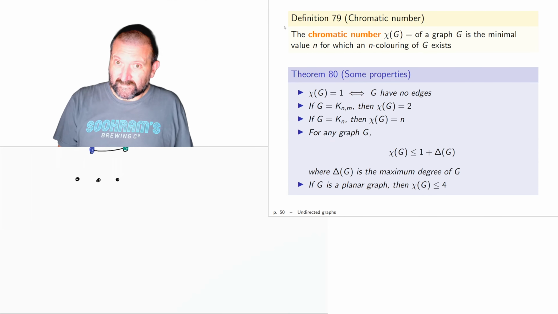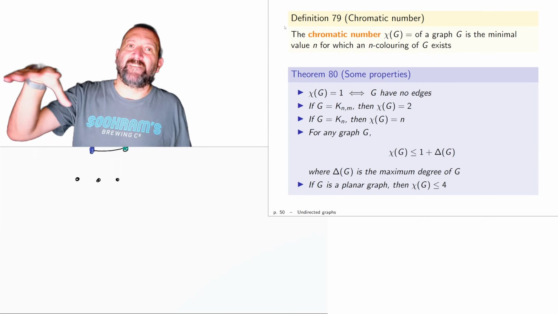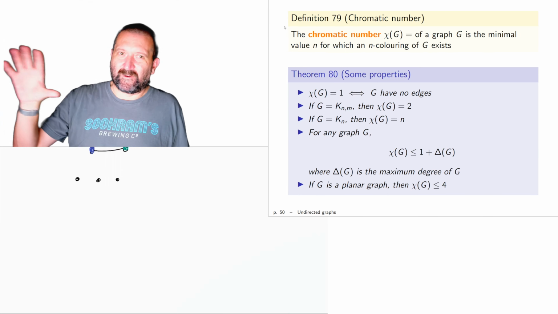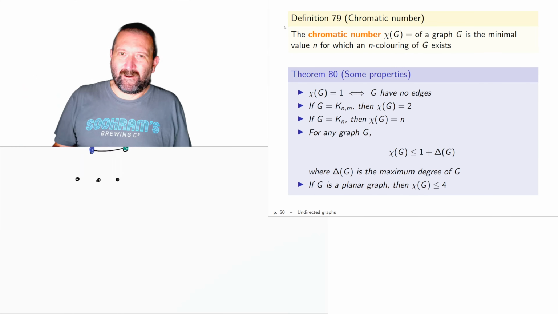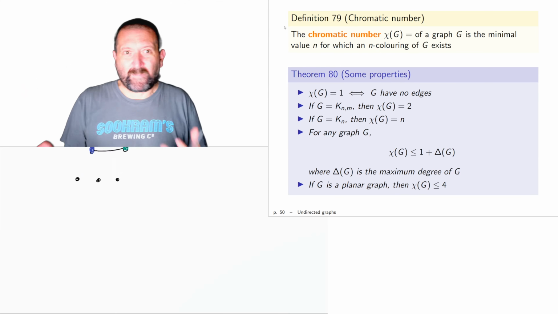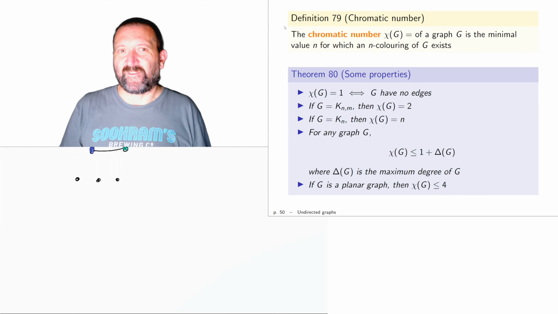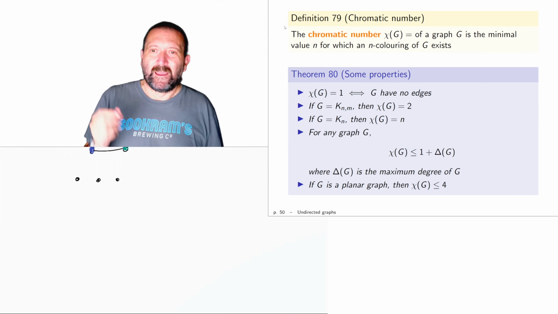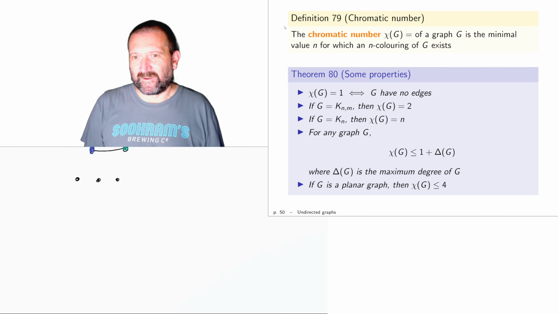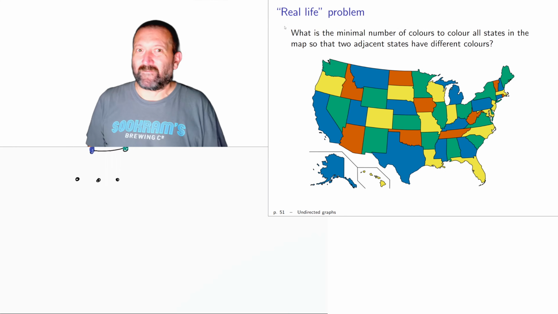If you think of any graph that you have, the highest degree among all your vertices is going to determine an upper bound of the number of colors that you need to color your graph in such a way that no two adjacent vertices have the same color. And that last one is if you have a planar graph, then the chromatic number is less than or equal to 4. Okay, and that brings us to a real life problem.